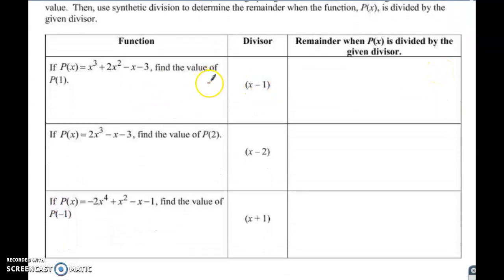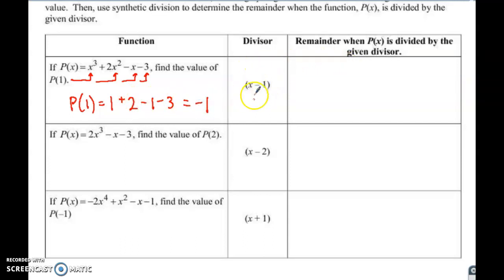So what they want you to do first is just to plug in 1 for all these x's and see what you get. Now this is actually really nice that they chose 1 to begin with, because 1 to any power is just 1. So 1 to any power is 1, but times 2 minus 1 minus 3. So I'm looking at 1 plus 2 is 3, minus 1 is 2, minus 3 is negative 1.